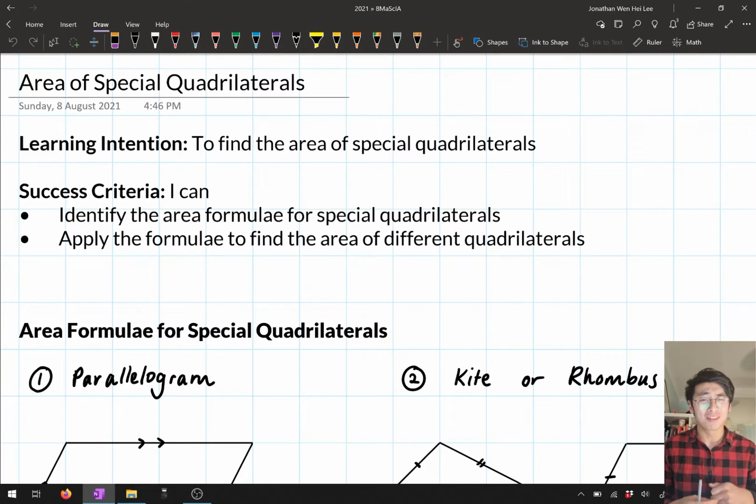So let's get started. Now, last lesson, we started talking about the area of a few different shapes. In particular, we talked about the area of a rectangle, a square, and also a triangle. What we want to do today is continue looking at this topic of area, or the space within a 2D shape, and have a look at a few more special quadrilaterals.